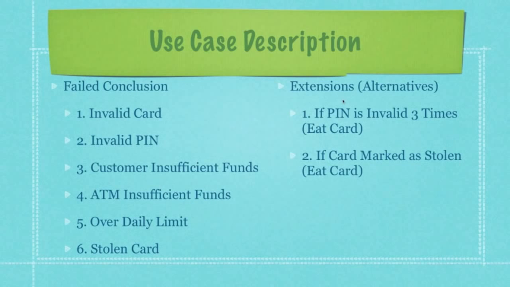Then we have extensions. And often extensions come from the different parts of your use case diagram that use the extend word. These would be situations like a PIN is entered 3 times incorrectly and you eat the card, or the card is marked as stolen and you eat the card. So, use these things as you would like.